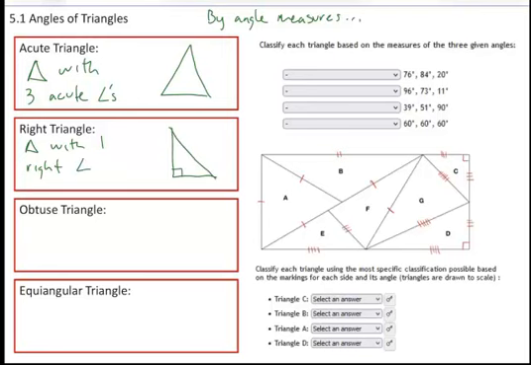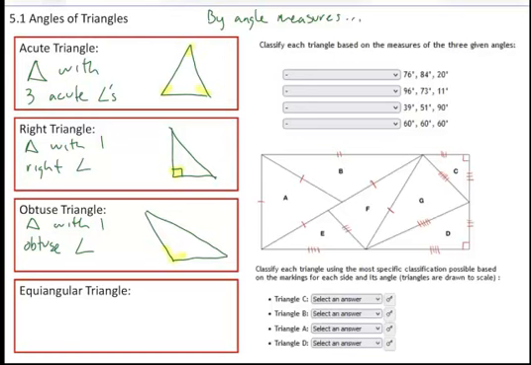And then an obtuse triangle is a triangle with one obtuse angle. For the same reason, if you have an angle that extends beyond 90 degrees, again, you have all acute angles here, you have one right angle, you have one obtuse angle. You can't have more than one obtuse angle in a triangle. So it's limited to just one.